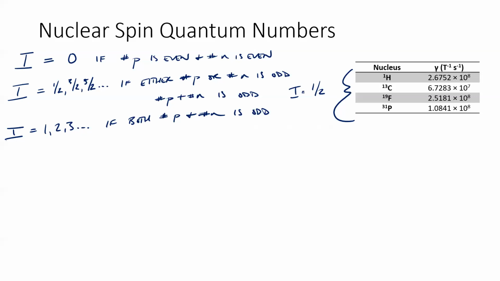Based on this nuclear spin, right? This is like an inherent spin. The quantum number for that spin is m. So just like m that we use in electrons, right? We're using m for nuclei. And so m is equal to I, I minus 1, ..., negative I.